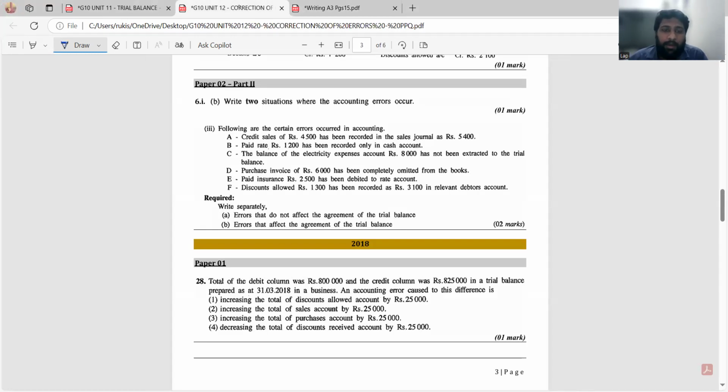Okay. Next, what are they asking? Following are certain errors occurred in accounting. They're asking us to separate the items that do not affect the agreement of the trial balance. That means not affecting the agreement means no suspense. Affecting the agreement of the trial balance means having a suspense. So let's see each and every item one by one.